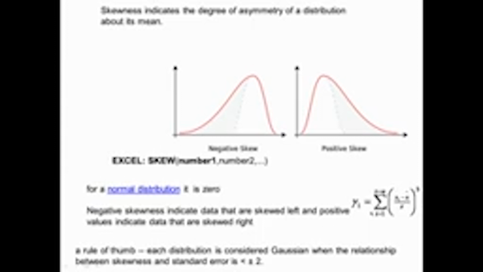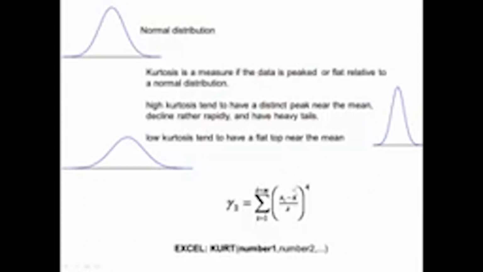Kurtosis is a measure of peakedness, okay. Suppose you have a normal distribution like this, you may have a very peaky curve falling down very fast, or you may have a flat curve, okay. So high kurtosis leads to a very distinct peak near the mean, and it is falling down very rapidly on both sides, very heavy tails. Low kurtosis, that means flat. So kurtosis is the fourth moment, as you can see, third moment is skewness, fourth moment is kurtosis, okay.